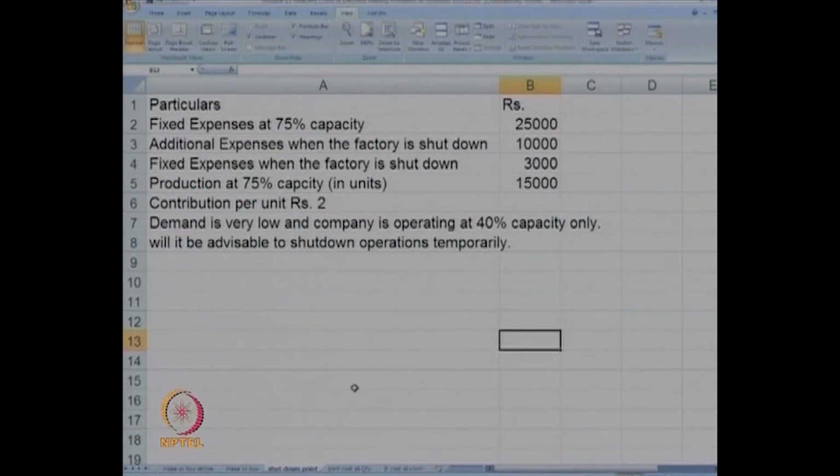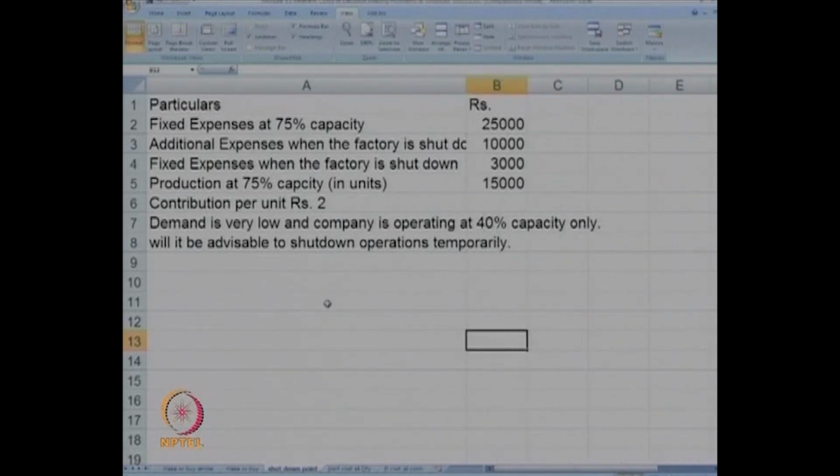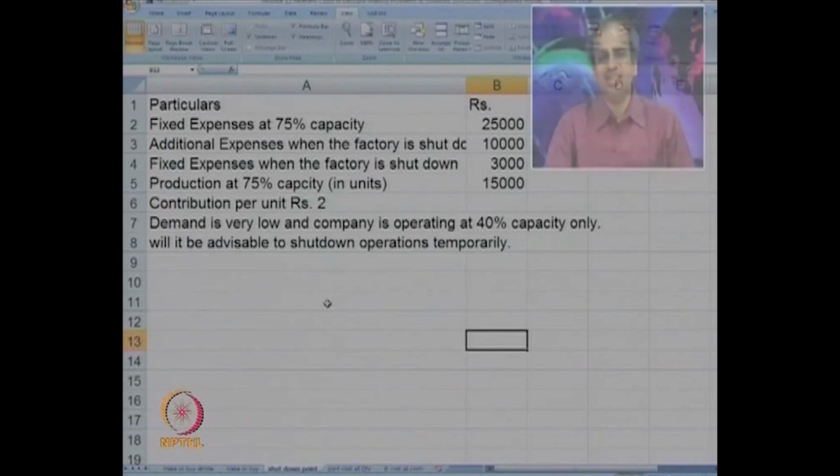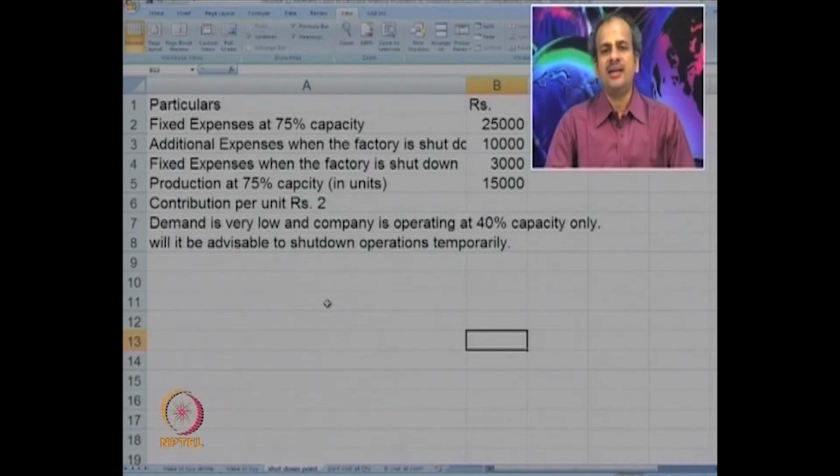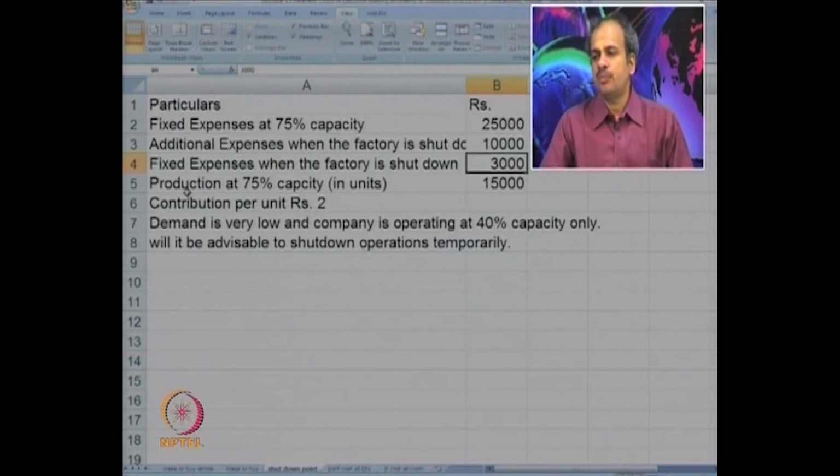The fixed cost at 75% capacity is rupees 25,000. Additional fixed expenses if the factory is shut is 10,000, and fixed expenses when the factory is shut down is 3,000. Production at 75% capacity is 15,000 units. Contribution per unit is 2. Now what has happened is, demand is very low and the company is able to operate at only 40% of the capacity. Is it advisable to shut down temporarily? That is the question. So how will you take a call?